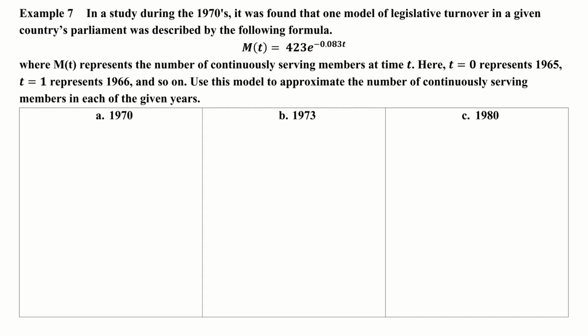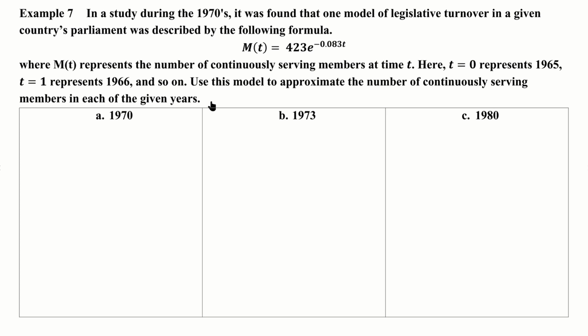All right, next we have a study from the 70s in which it was found that one model of legislative turnover in a given country's parliament was described by this formula: m of t equals 423 e to the negative 0.083t, where m of t represents the number of continuously serving members at time t. Here, t equals 0 represents 1965, t equals 1 represents 1966, etc. So the starting point was 1965, right?